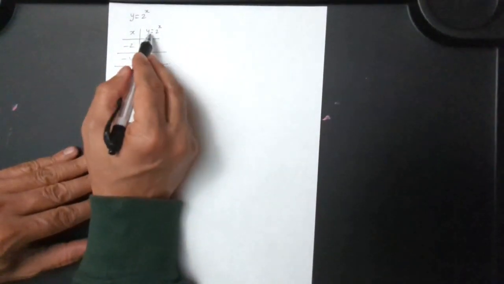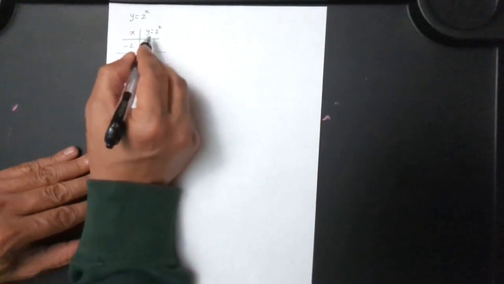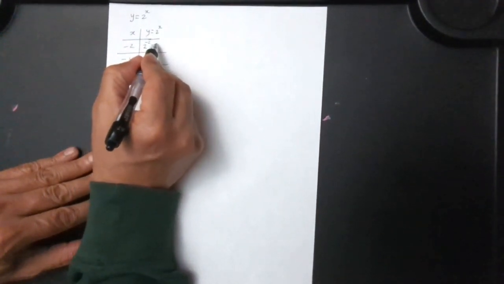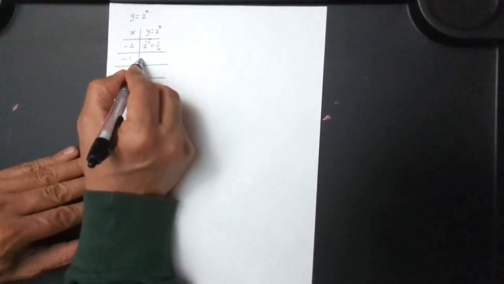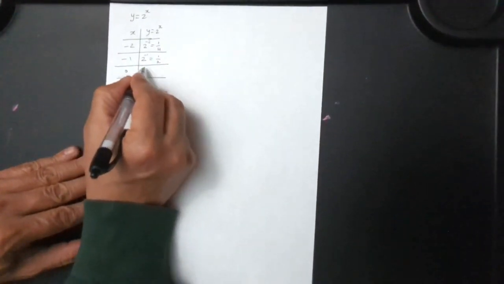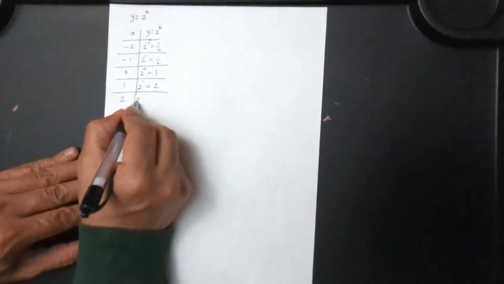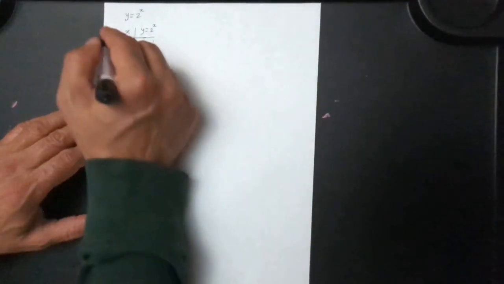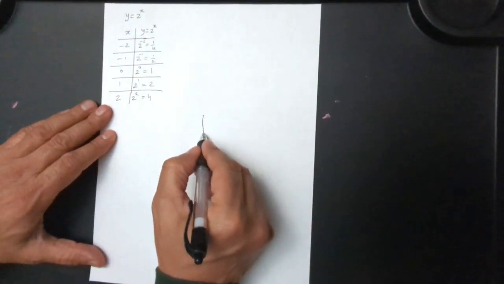Right, so y is 2 to the power x, so this is going to be 2 to the power of x, which is x is -2 in this line, so 2 to the power -2, which is 1/4. This 2 to the power -1, which is 1/2. 2 to the power of 0, which is 1. 2 to the power of 1, which is 2. 2 to the power 2, which is 4, right? So that's the table form of this function. Let's put it on a graph.